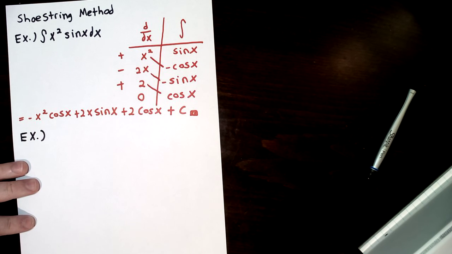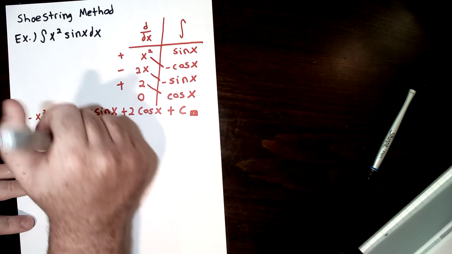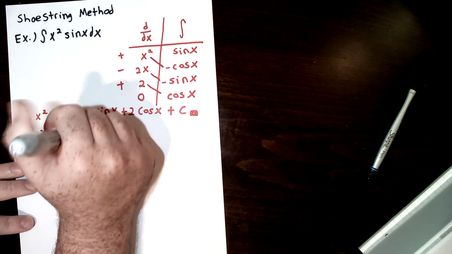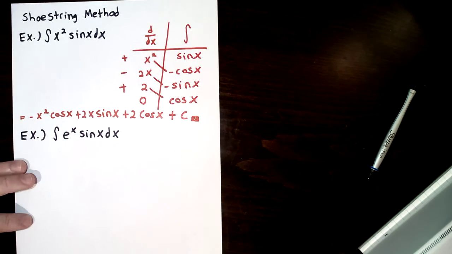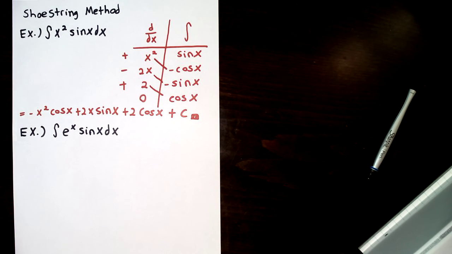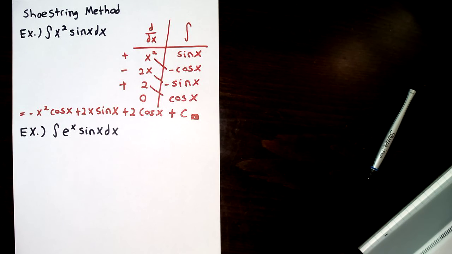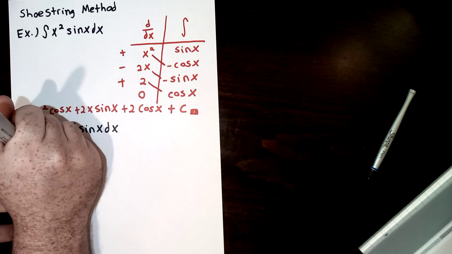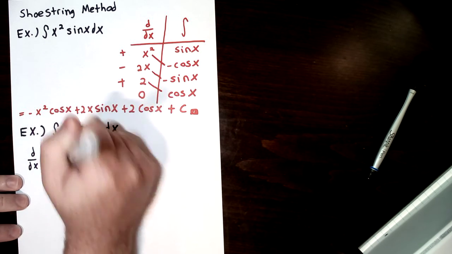So for example, we are asked to integrate the function e to the x sine x dx. So you can already tell that no matter what we do, we're not going to have this pattern like above where it goes all the way down to 0. So we're going to have to do some sort of manipulation with the formula. So here's how we're going to do it. So we're going to have our differentiation side. We're going to have our integration side.